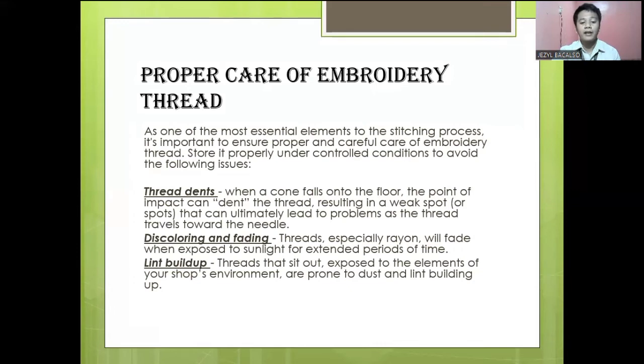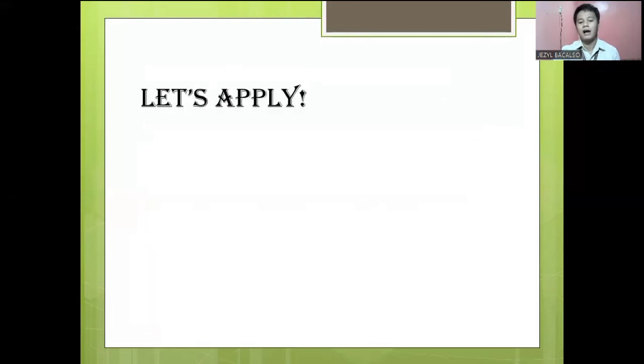So number one, thread dents. When a cone falls onto the floor, the point of impact can dent the thread, resulting in a weak spot that can ultimately lead to problems as the thread travels toward the needle. The next one is discoloring or fading. Threads, especially rayon, fade when exposed to sunlight for an extended period of time. Then lint buildup. Threads that sit out, exposed to the elements of your shop's environment, are prone to dust and lint building up.